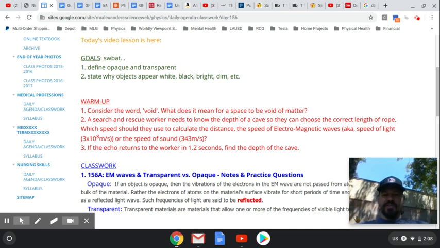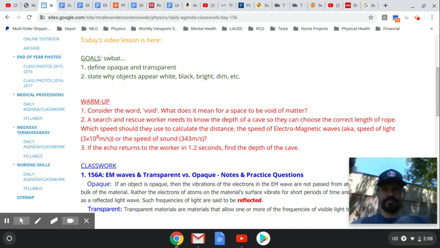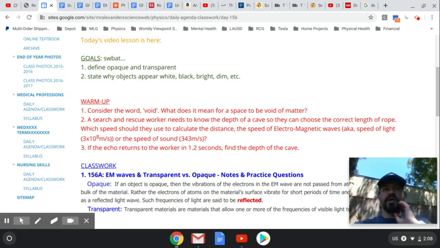Search and rescue worker needs to know the depth of a cave so they can choose the correct length of rope. So which speed should they choose? E&M waves, which would be the speed of light, or the speed of sound? Well, how are you going to make an echo? How are you going to figure out how deep the cave is? You're going to make an echo. Two ways to make an echo. One would be to yell and wait for the sound to come back up. The other would be to shine a light and wait for the reflection to come back to you. Which of those things do you think you could time?